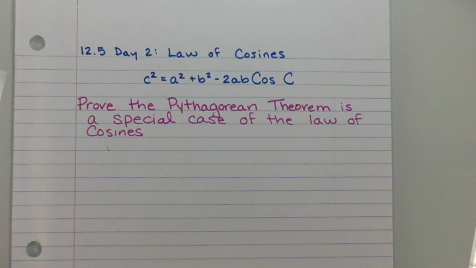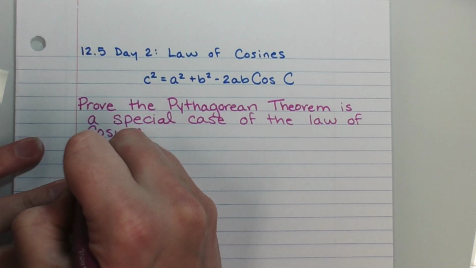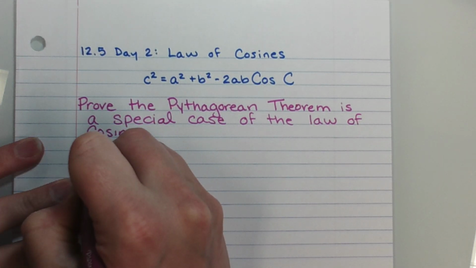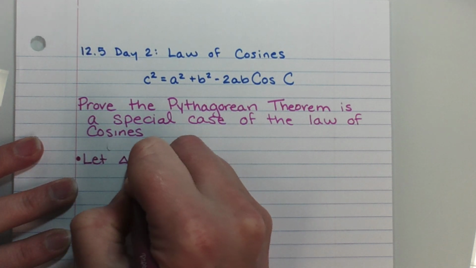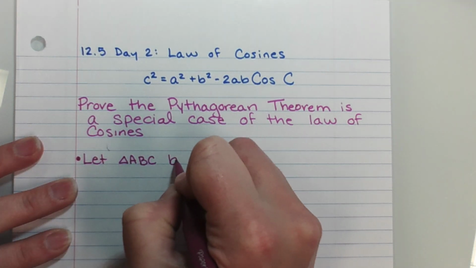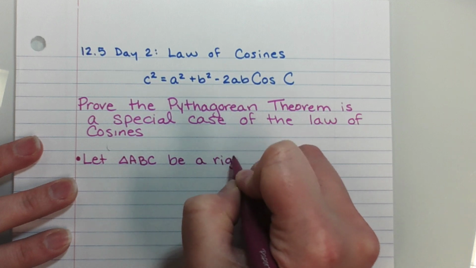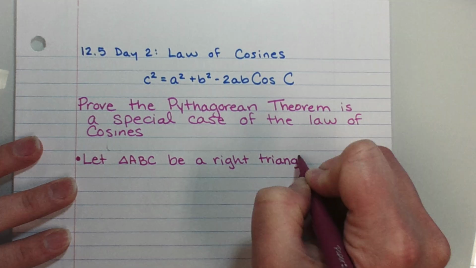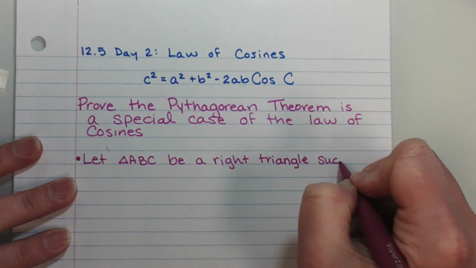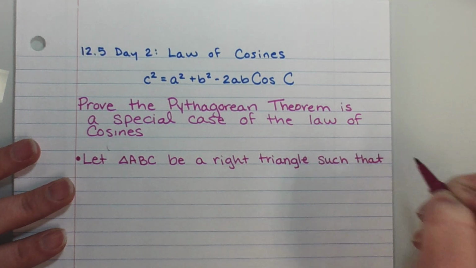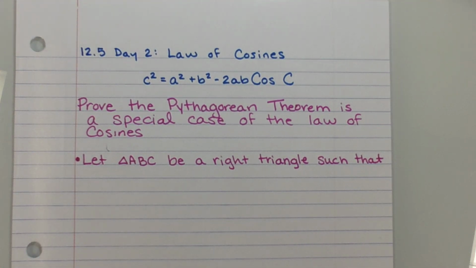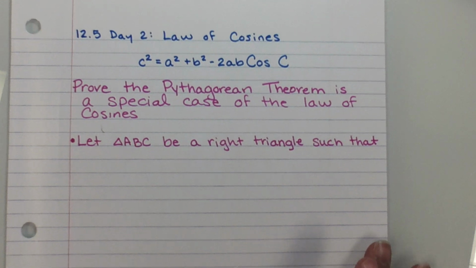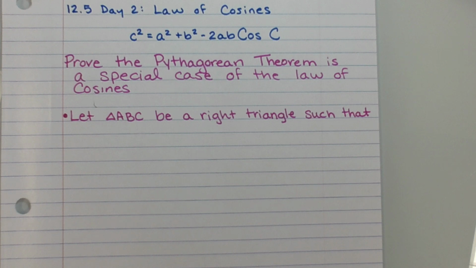And you have to tell me probably a little bit more information. So, the beginning of this proof starts with a sentence. Let triangle ABC be a right triangle. But you need more information than that. You need a little bit more. So let triangle ABC be a right triangle such that. What makes a triangle a right triangle? It has a 90-degree angle. It has a right angle.